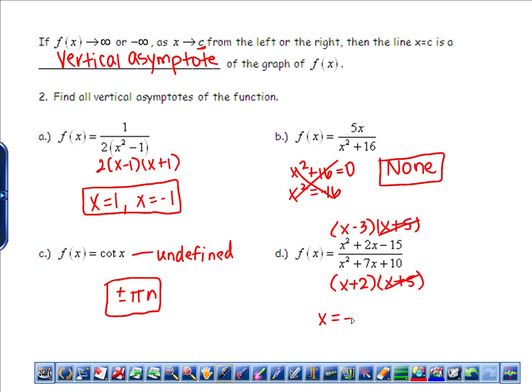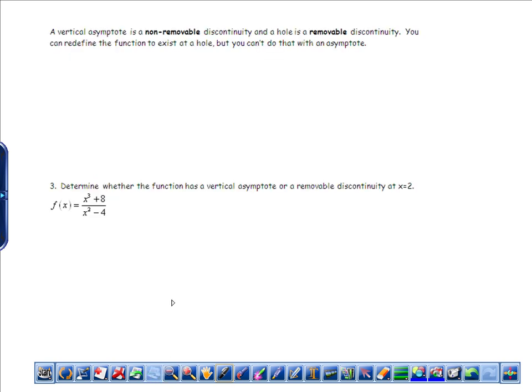So my only vertical asymptote is at x equals negative 2, and instead I have something else going on right here. I have a hole at x equals negative 5, and if you wanted to find the y value, you could. It's not asking us for that, but that's what's happening there. That's why this is called a removable discontinuity, because I can remove it. A vertical asymptote, you cannot remove that discontinuity. Okay, so a vertical asymptote is a non-removable discontinuity, and a hole is a removable discontinuity. You can redefine the function to exist at a hole, but you cannot do that with an asymptote.